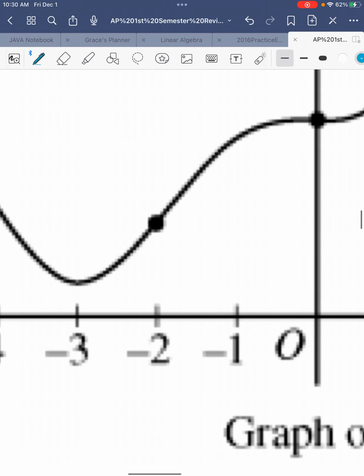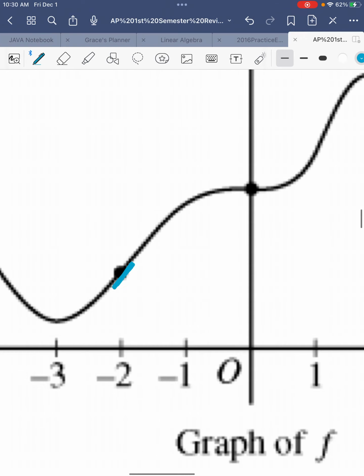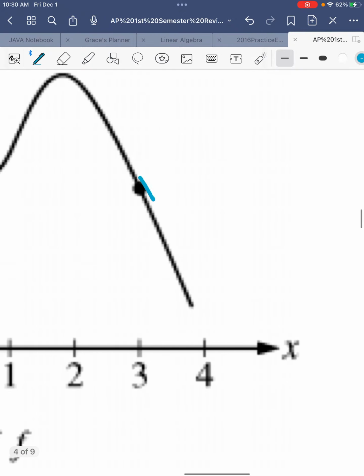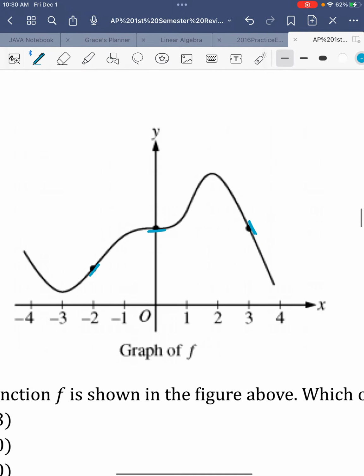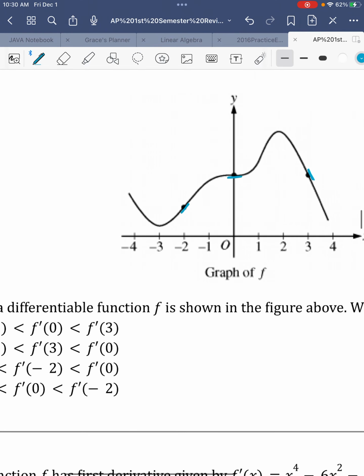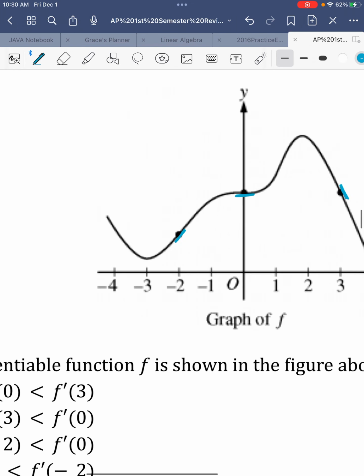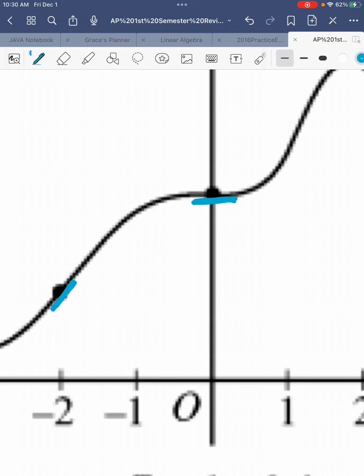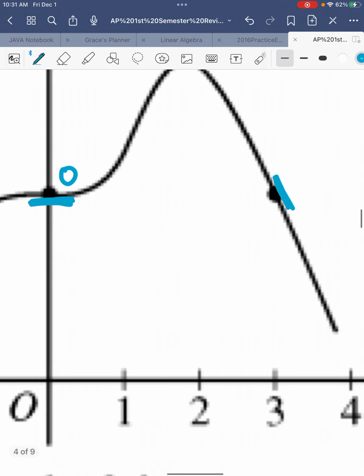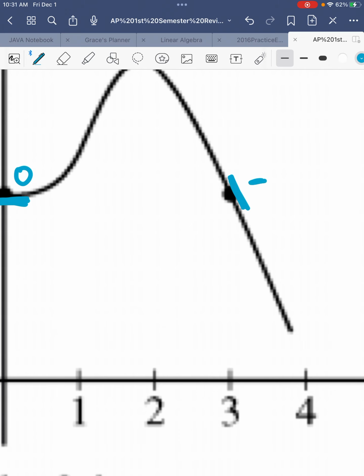So I'm just going to come over here and draw in my tiny little slopes, right? There's the slope at -2. This is the slope at 0. This would be the slope at 3. Those are our tangent lines. Now I've got to figure out which of these is bigger, which is smaller. At 0, I have a horizontal line, so my slope is 0. At -2, my slope is positive, so whatever my derivative is has to be positive at that point. And at 3, that slope is negative, so whatever my derivative is has to be negative.